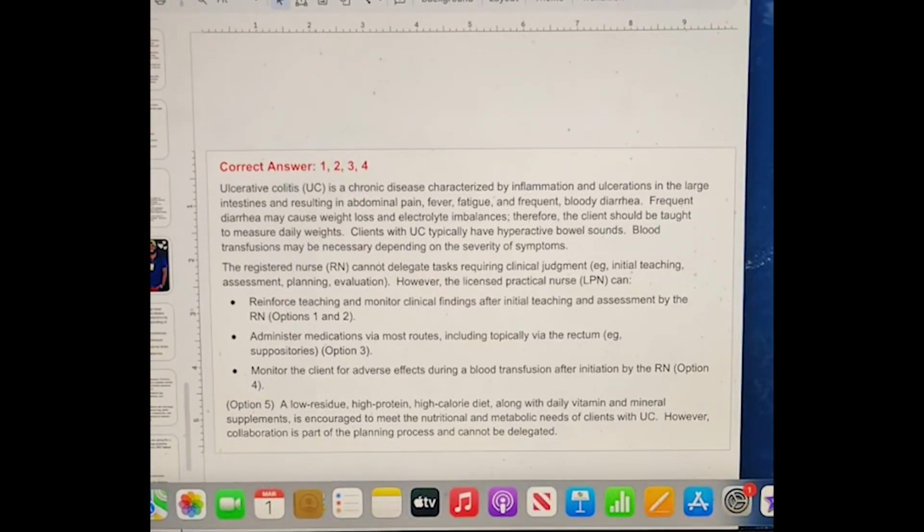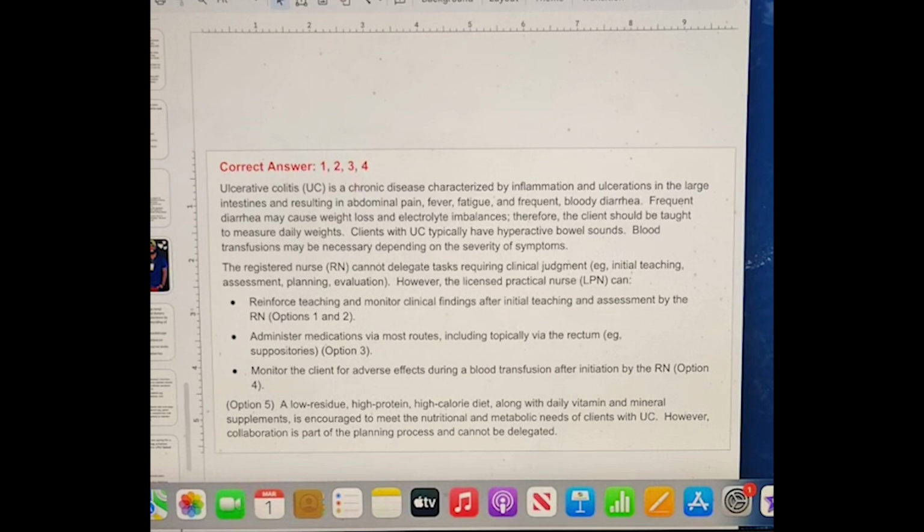And the answers are 1, 2, 3, and 4. All right. Ulcerative colitis is a chronic disease characterized by inflammation and ulcerations in the large intestines, resulting in abdominal pain, fever, fatigue, and frequent bloody diarrhea. Frequent diarrhea may cause weight loss and electrolyte imbalances. Therefore, the client should be taught to measure daily weights.